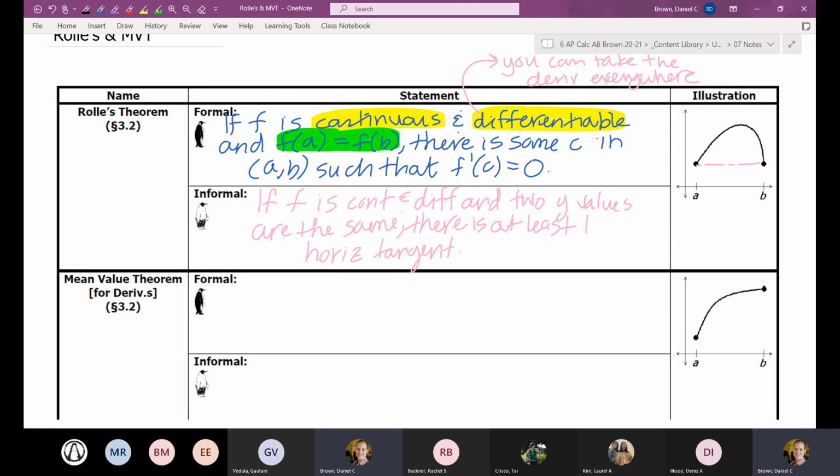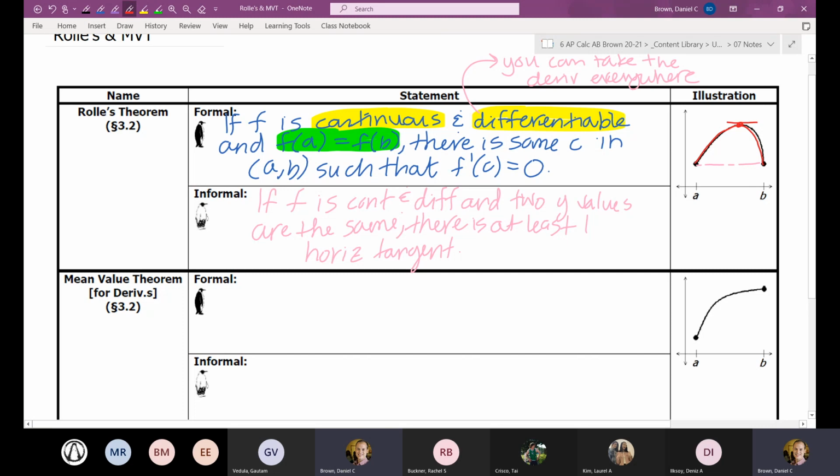If two y values are the same, the only way to get from one y value to that same y value is that the graph is going to have to turn around somewhere. When that graph turns around, what is it going to create? It's going to create a horizontal tangent. We can see in this one, the graph went up first and then down. When it turned around, we can see that, yes, there was a horizontal tangent.